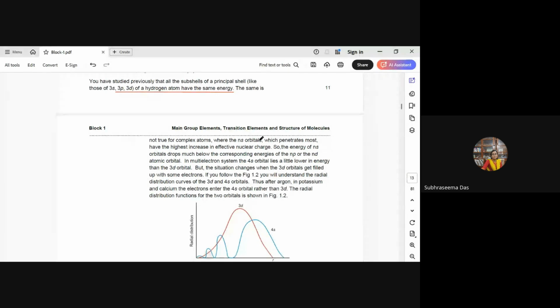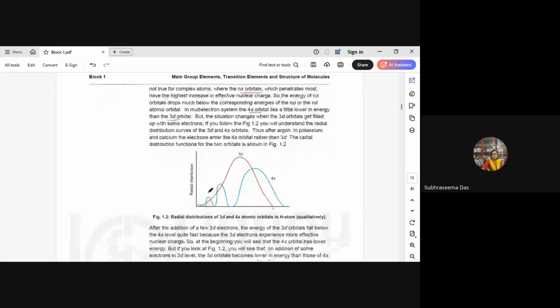For complex atoms we have ns orbitals. For hydrogen it is 1s1, so it is easier to comprehend. But for other atoms which have an ns orbital, it will be followed by np orbitals or nd orbitals. Suppose we consider the 4s orbital here; it will lie lower in energy than 3d, that we know. But when the 3d orbitals get filled up with some electrons, then there are some other changes.